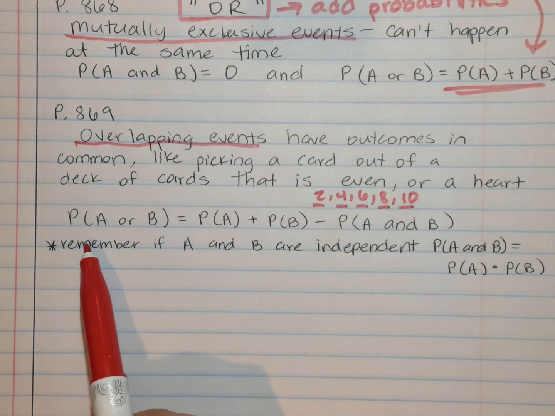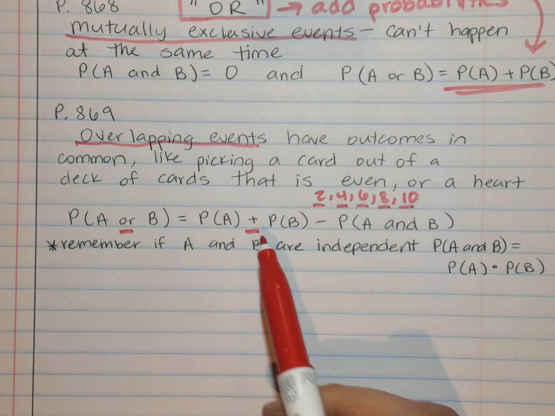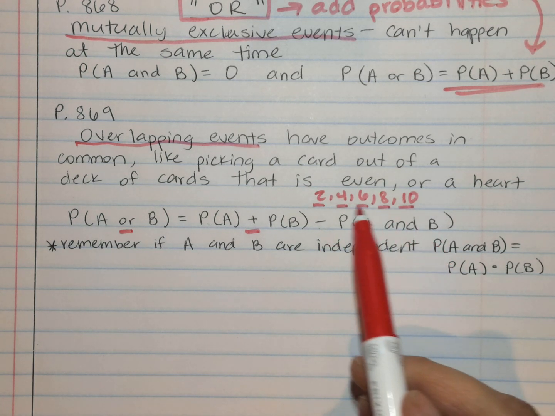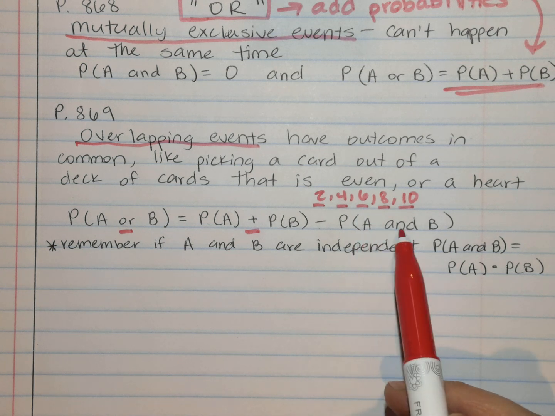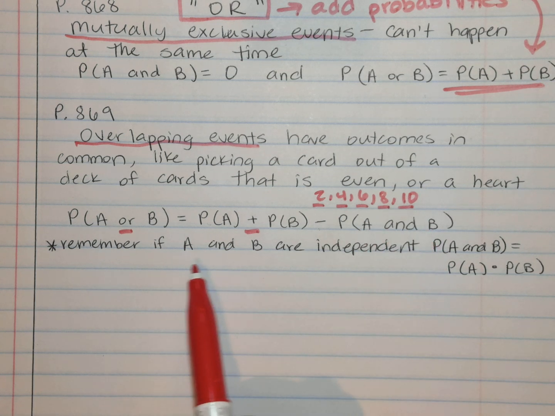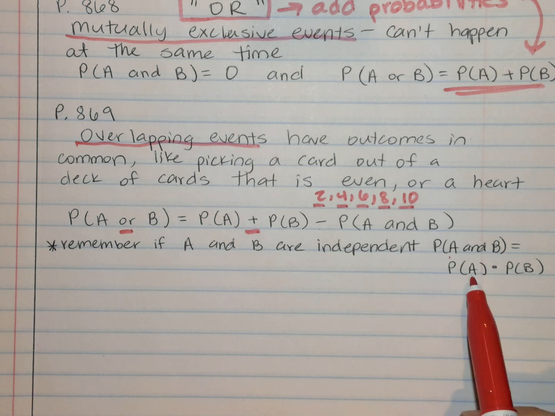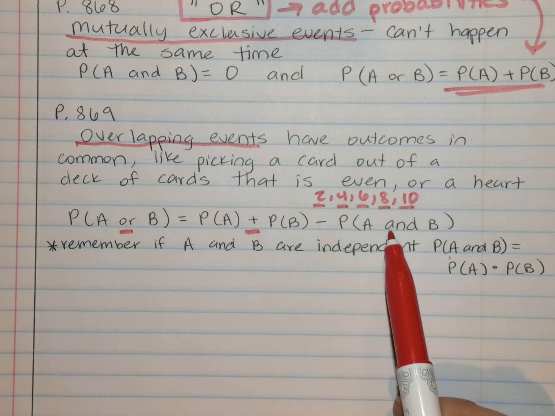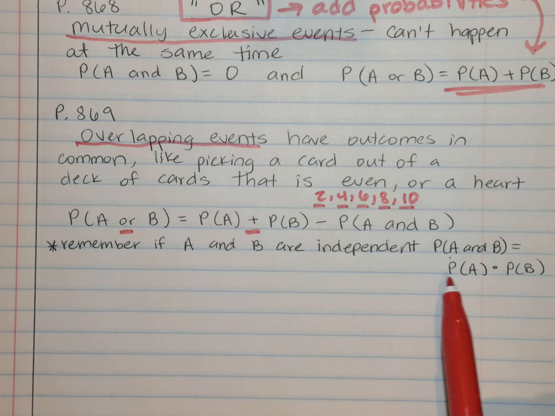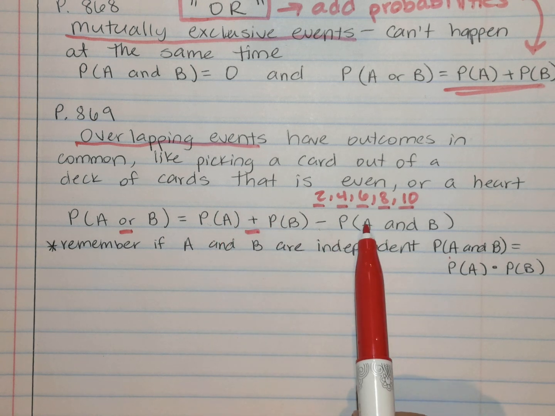So anyways, if they're overlapping events, probability of A or B, remember or means to add. The difference here is that you have to subtract the probability of A and B, even and a heart. So if they overlap, there's going to be something that overlaps. Remember that if A and B are independent events, probability of A and B would be if you multiply them together. The separate ones, multiply them together. And that's a way you could find that if it wasn't given to you. I know that sounds really confusing, but if you come across a problem where you don't have probability of A and B, just remember multiply those two together and that's what you would subtract.